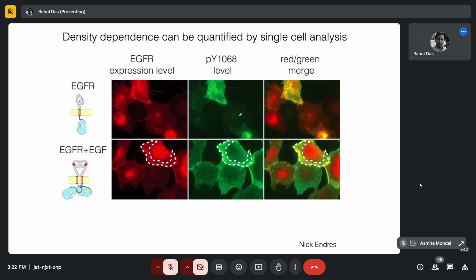So for us, this situation is what we want to understand. Why are cells activated at a very high receptor density? Why is this cell activated on its own? And this is what you might encounter in a cancerous cell, which is expressing a high level of EGFR.